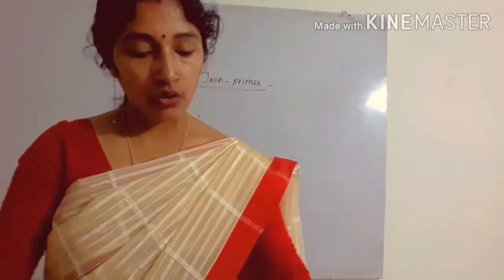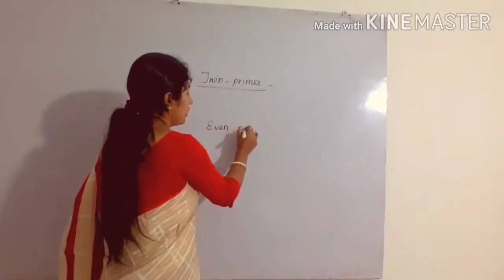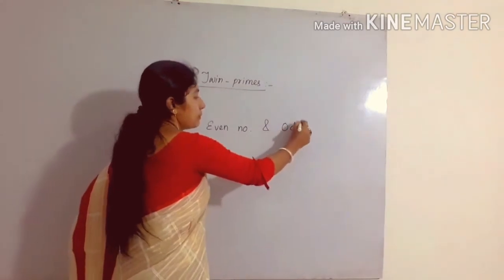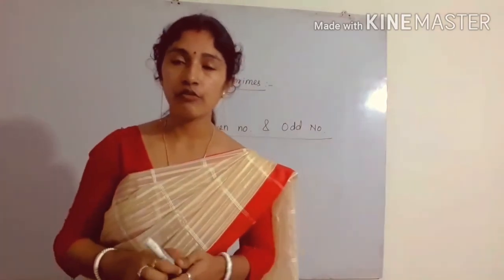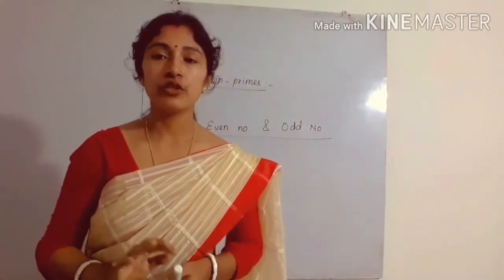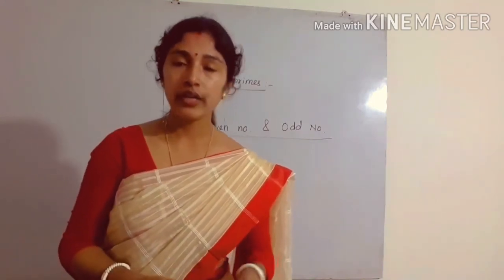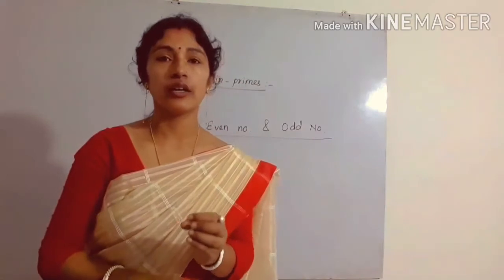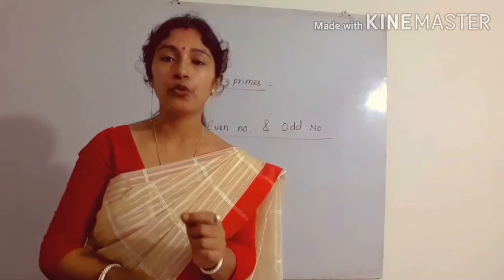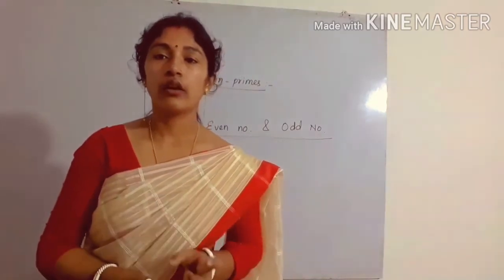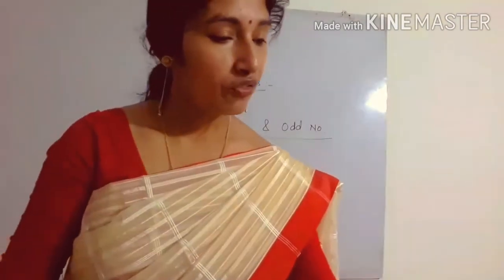Okay. So next is even and odd numbers. What are even numbers? Already you know about even numbers. The numbers which are multiples of 2 are called even numbers, and the numbers which are not multiples of 2 are called odd numbers. How will you check an even number? If the unit place has 0, 2, 4, 6, or 8, then it is called an even number. Already I told you these things in our previous lectures.